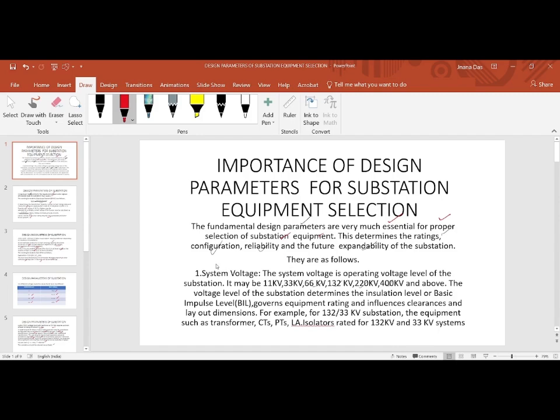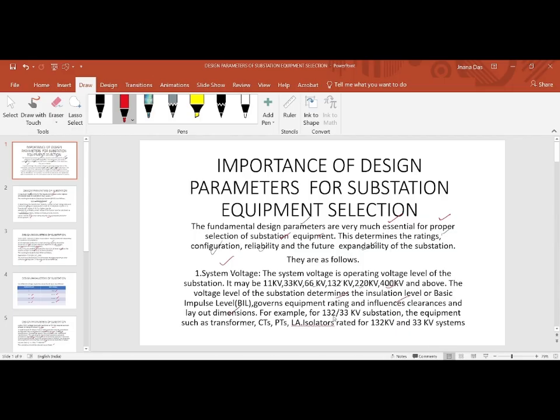What are they? The first one is your system voltage. This system voltage is the operating voltage level of the substation, and it may be 11 kV, 33 kV, 66 kV, 132 kV, 220 kV, or 400 kV, and others. And the voltage level of the substation determines the insulation level of the substation, and it governs the equipment rating, and influences the clearance and layout dimensions.